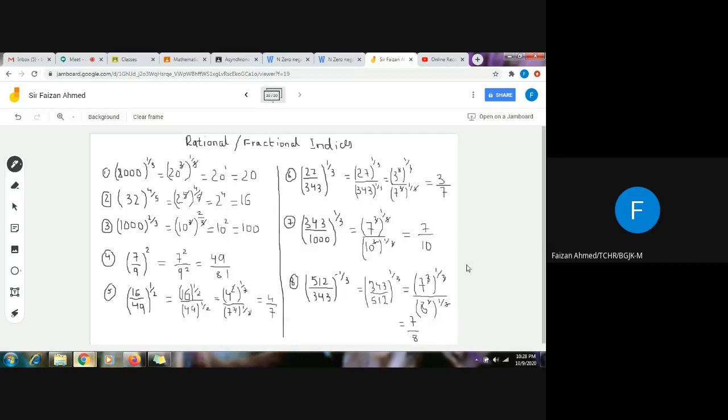So this was all about rational or fractional indices, and you just have to focus on the number which is present in the denominator. Find a number that should bring the same number inside the bracket so that it should be cancelled out, and the rest you can do. It's pretty much easy, the same thing.